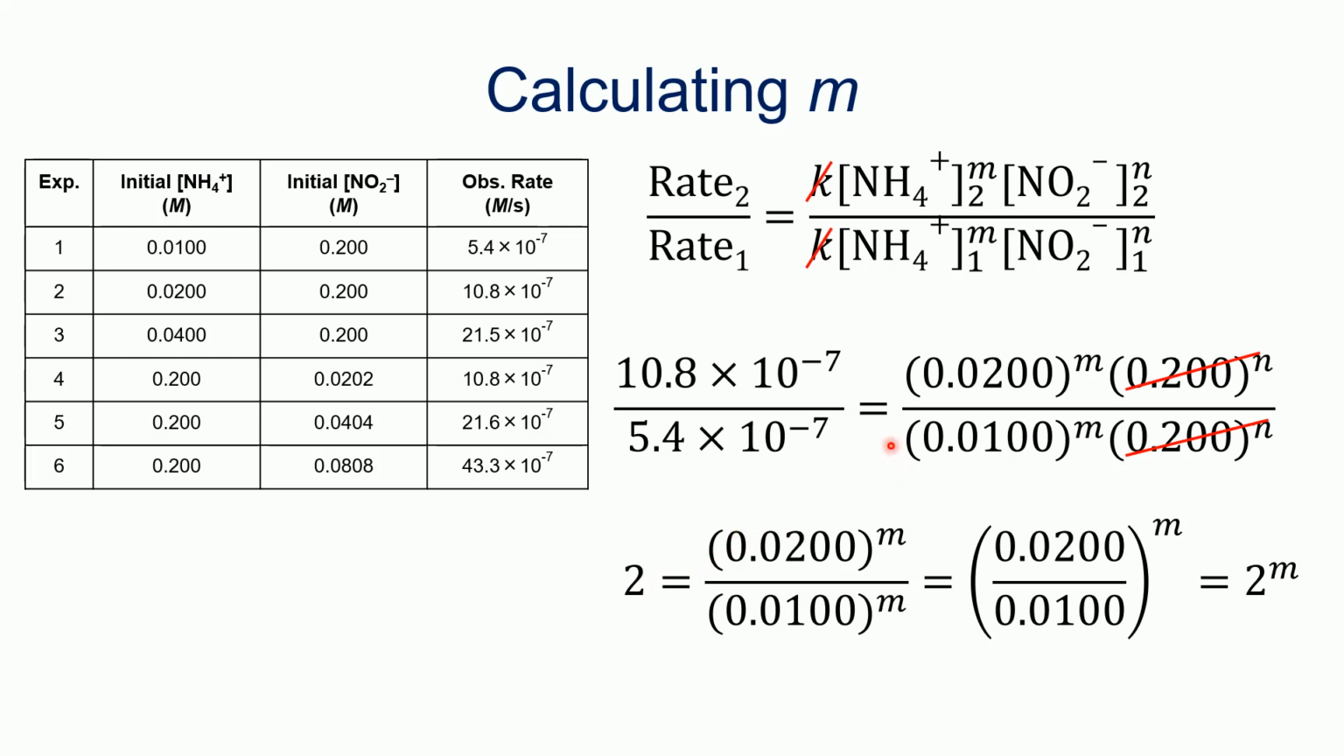And then there's a little trick we can do with exponents. If we have a ratio of two things with the same exponent, we can take the ratio of those things and raise it to that exponent. So we can combine these terms. And of course, 0.02 divided by 0.01 is simply 2. So 2 is equal to 2 to the m. Well, it's pretty obvious. You don't need a calculator here. In order to get the correct value, m has to be 1.